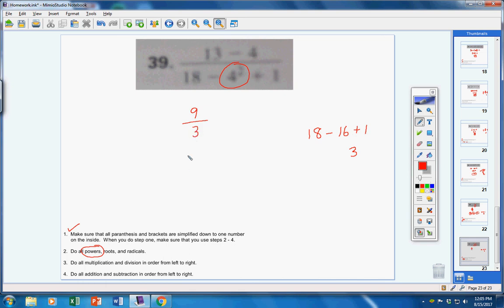Alright? So 9 over 3 is 9 divided by 3. Your answer is just 3. If you want to reduce this and put 3 over 1 for your answer, I have no problem with that. 3 is a fine answer. 3 over 1 is also a fine answer.